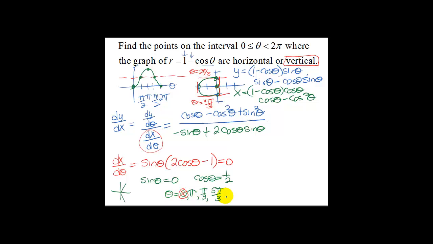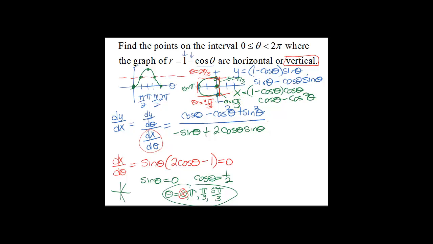Now, checking these values, we threw out the 0, but the numerator is not 0 at any of these other three, and so they are places where we have vertical tangents. And we can see that that's the case here. Here is when theta equals pi, and then this one is when theta equals pi thirds, and then here's the one when theta equals 5 pi thirds.